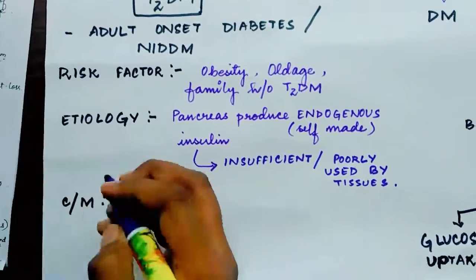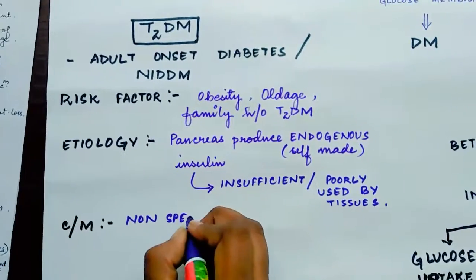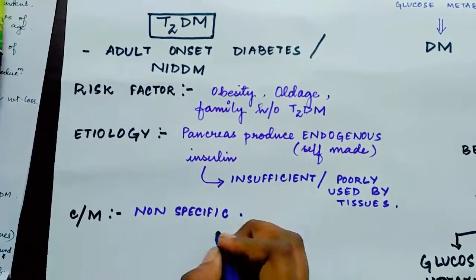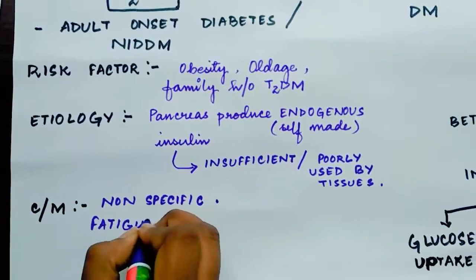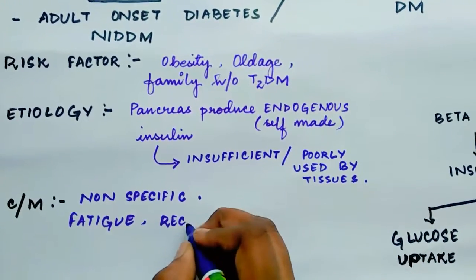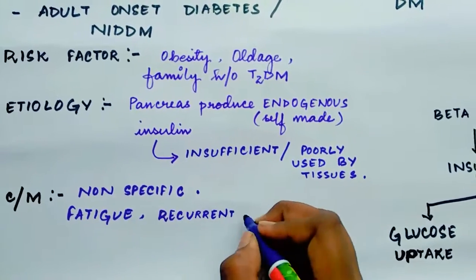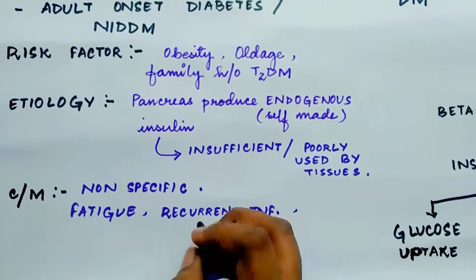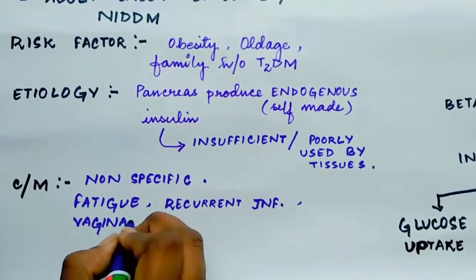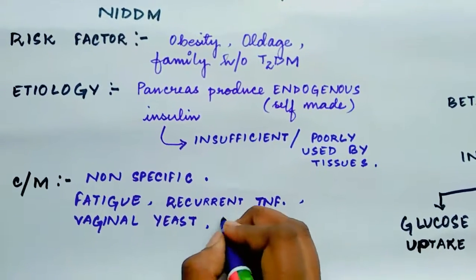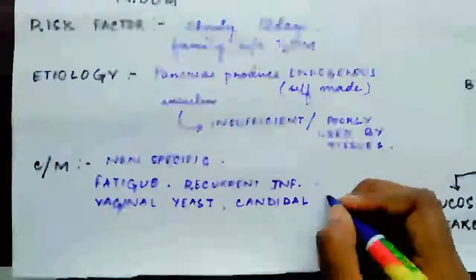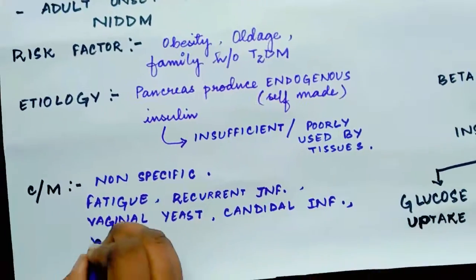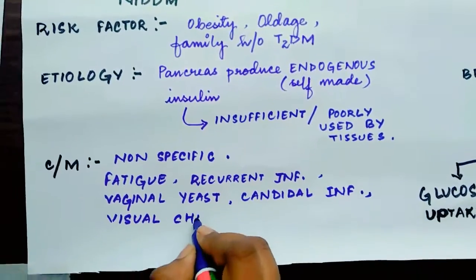Clinical manifestations for type 2 diabetes mellitus are almost non-specific, but the patient definitely shows fatigue, recurrent infections, recurrent vaginal yeast or candidal infections, visual changes, and prolonged wound healing.